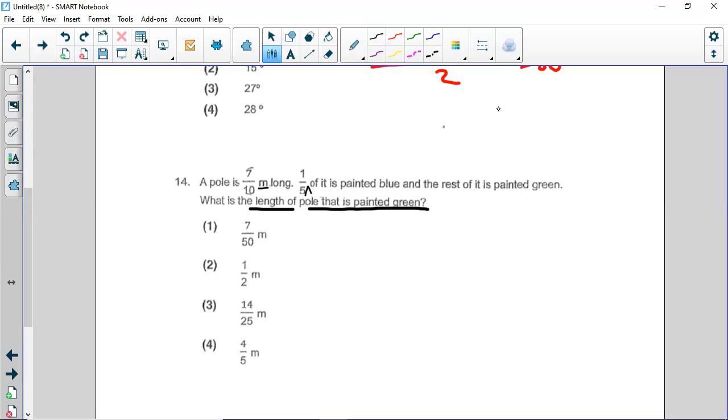So what should you do? You should find how long is painted blue. 1/5 of it. Can you see the fraction here? 1/5 of, so what is this 1/5 talking about? It is talking about the pole, which is 7/10 meter. So how long is 1/5? Then you work out 1 times 7 and 5 times 10. So how long is painted blue? 7/50 meter of the pole is painted blue and not 1/5. So that is painted blue, which is 7/50 meter.